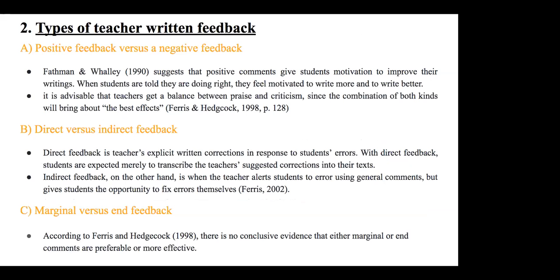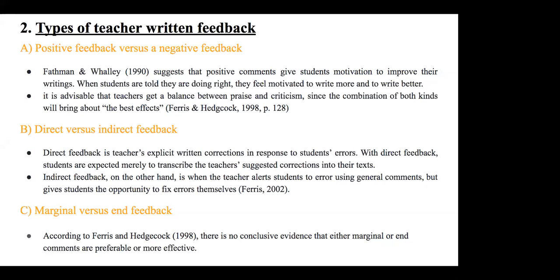The second type is teacher written feedback. This part will present some major types of feedback, which are: A, positive feedback versus negative feedback; B, direct versus indirect feedback; and C, marginal versus end feedback. These types of feedback are discussed and compared in pairs, so that the differences between them are clear, and the advantages and disadvantages of one type over the other will be highlighted.